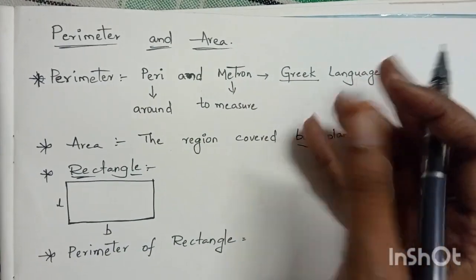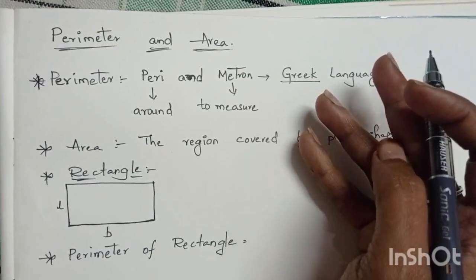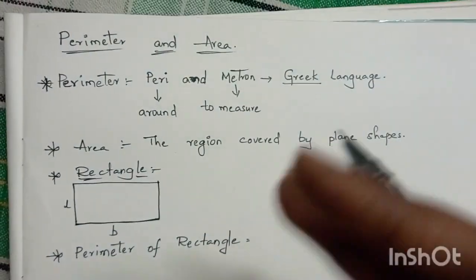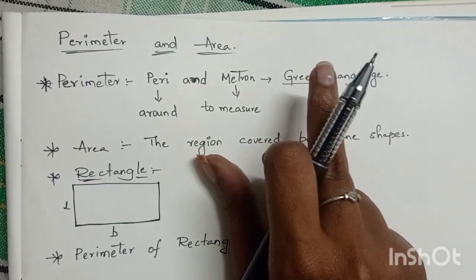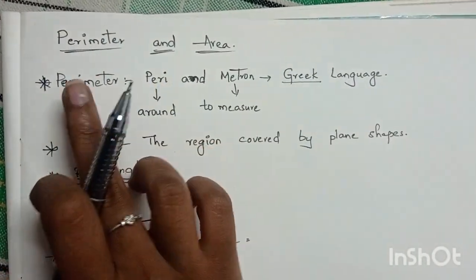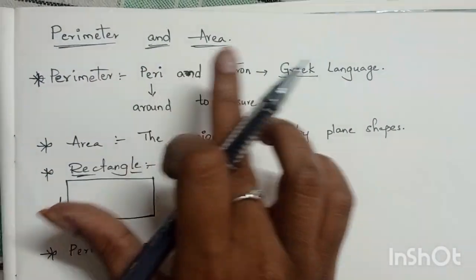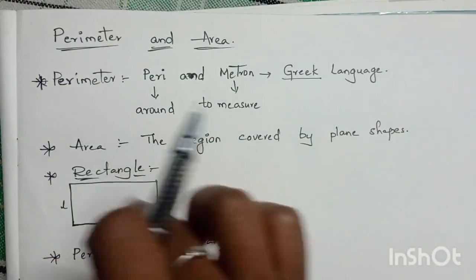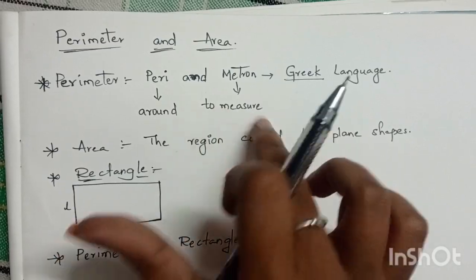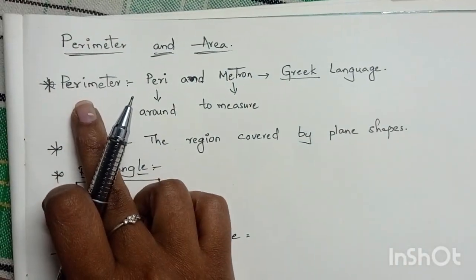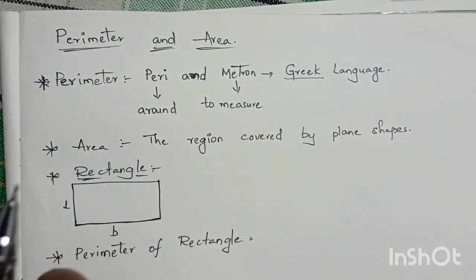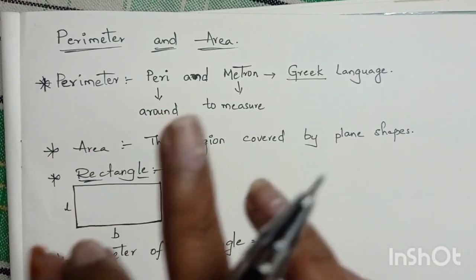Greek is a language like our English, Telugu, Hindi, Malayalam, like all our languages. Greek is one of the languages. In that language, we have taken this word perimeter from peri and metron. Peri means around. Metron means to measure. So, what is meant by perimeter? Measuring the boundaries of a plane figure.